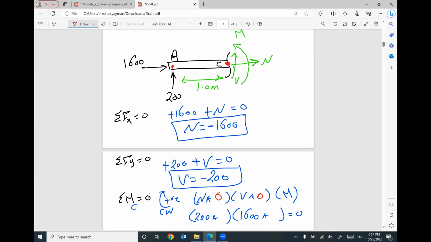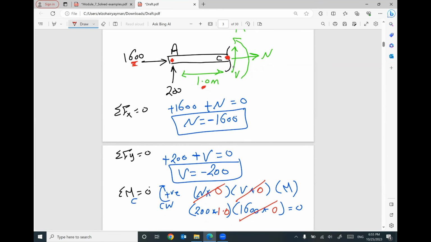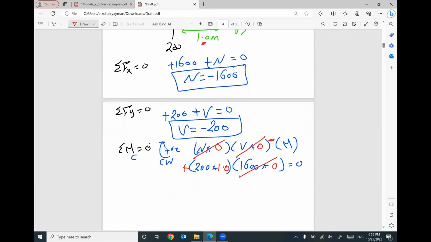200 and C, the distance is 1 meter. 1600 at A and C, your distance is 0. Why? Because 1600 is a horizontal force, so I'm looking for vertical distance. Do you have a vertical distance between the two positions? No. I don't care about the sign. This given moment or this assumed moment is counterclockwise, so it will be negative. This 200 times 1 clockwise will be positive. The only unknown in this equation is your capital M, which will be positive 200 Newton meter.